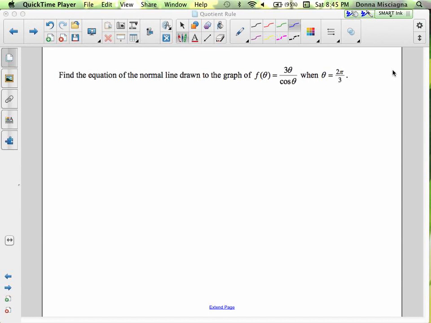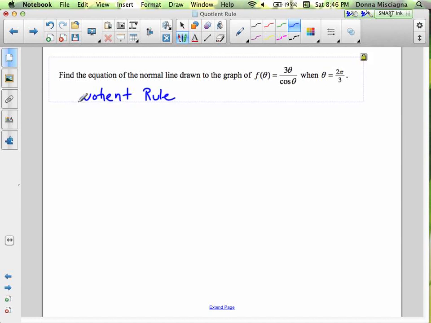And I'm trying to write quotient rule. There we go, everything but a Q. All right, and it's a little reminder there, quotient rule. So if we have the derivative of a quotient, it's going to be the denominator times the derivative of the numerator, minus the numerator times the derivative of the denominator, divided by denominator squared.